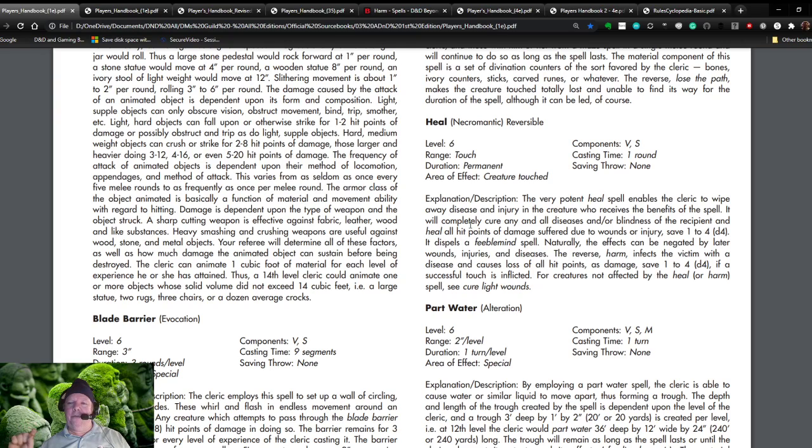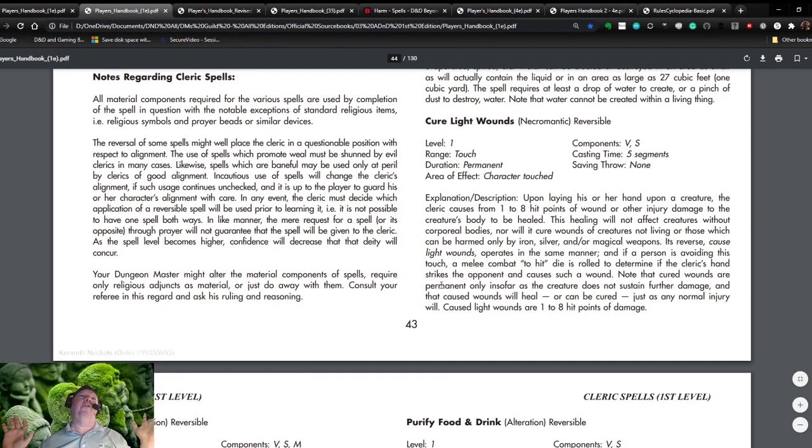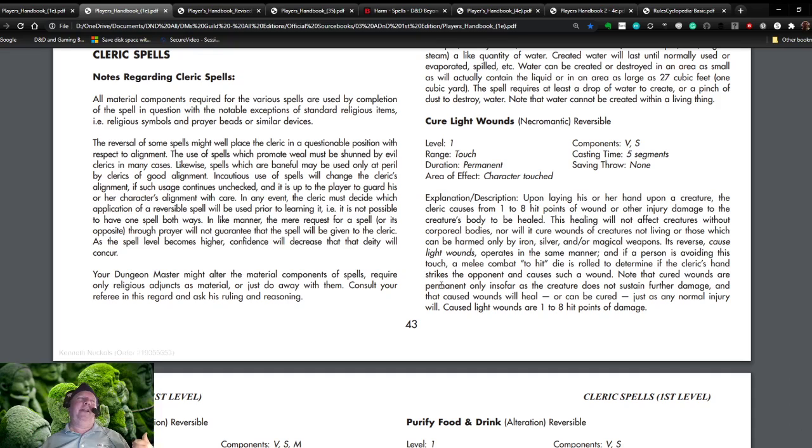Very potent heal spell, enables the cleric to wipe away disease and injury, and the creature receives the benefits of the spell. The reverse, Harm, infects the victim with a disease and causes loss of all hit points as damage except for 1d4 hit points. So it reduces the victim down to 1d4 hit points if a successful touch is inflicted. For creatures not affected by the heal or harm spell, see Cure Light Wounds. Well, so in other words, there is already a little backdoor built into this.